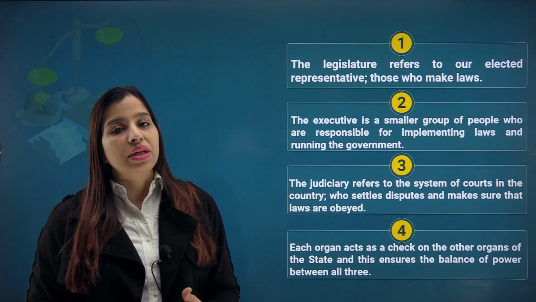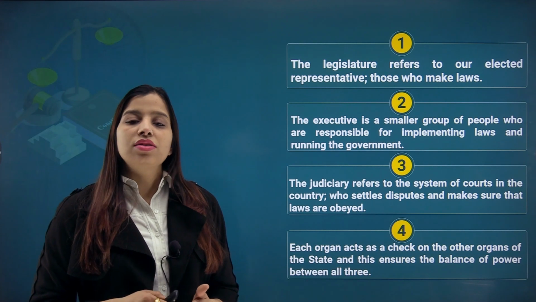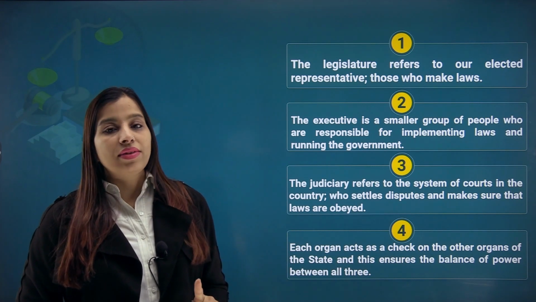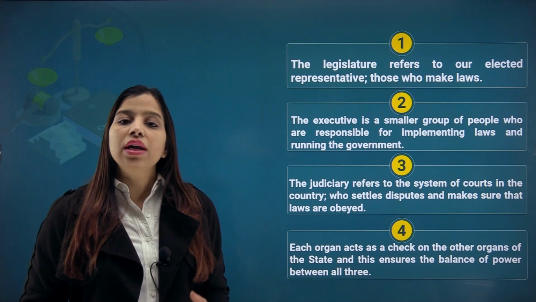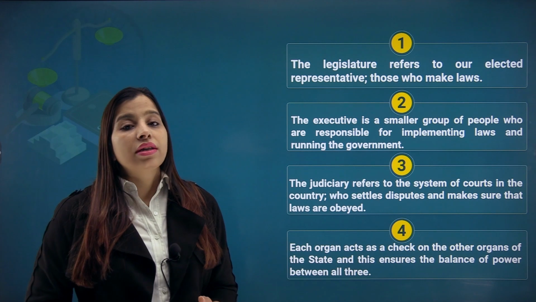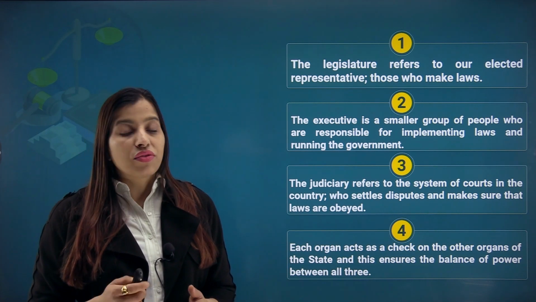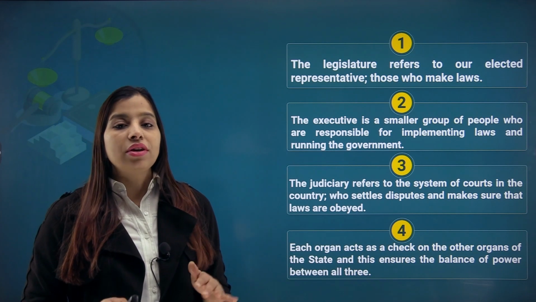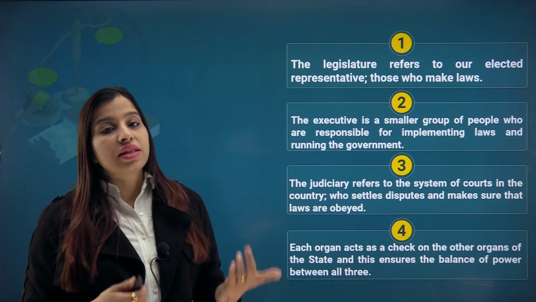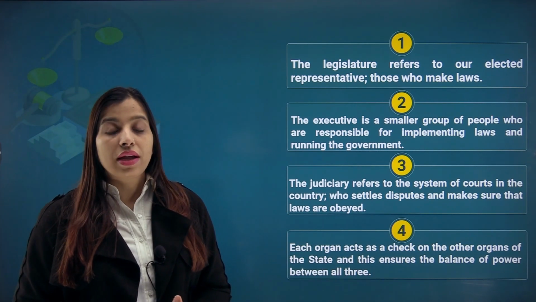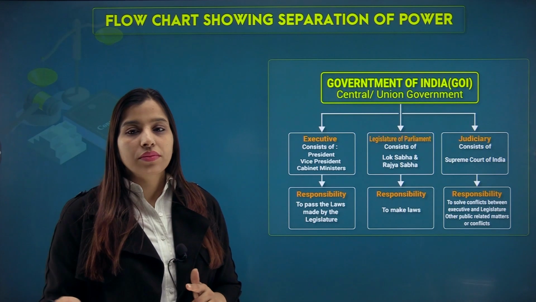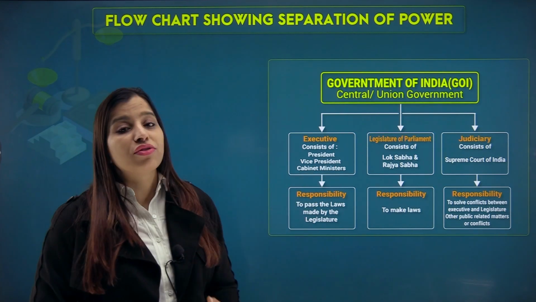Have you ever heard of the Supreme Court, High Court? These are the courts which function at different levels. In any country there is just one court at the central level, that is the Supreme Court, but in almost all important and metropolitan cities they have high courts. Each organ acts as a check on another organ of the state and ensures that power is used in a balanced manner. So, if the executive did something wrong, then the legislature is there to check. This is why we say that there is a check on each organ. This is a flow chart that shows the separation of power.